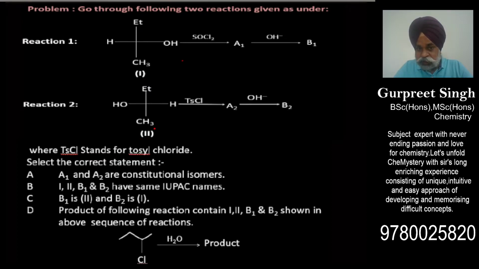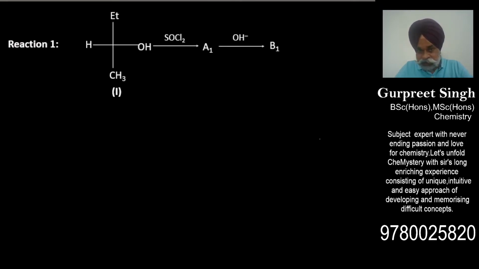Now these enantiomers are being treated with different reagents in the first step, but in the final step you react with the same OH negative. So here also is the OH negative, here also is the OH negative. Now these are the options given to you, A, B, C, D, and you have to select. It may have more than one choice as the answer. So let's start with the discussion.